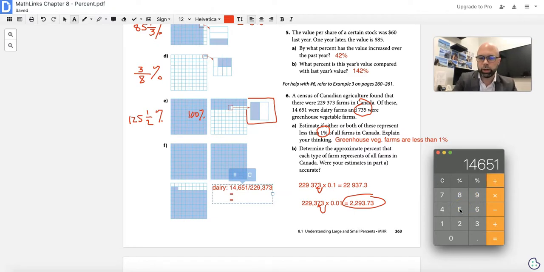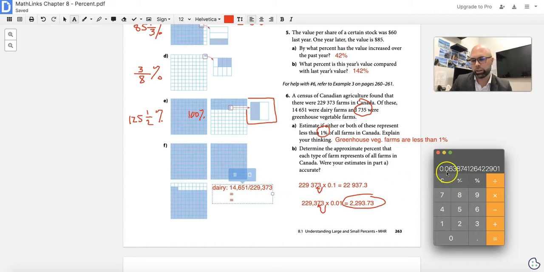Okay. 14,651 divided by 229,373. What did I do wrong? Oh, that was silly. I was thinking of adding the 14 to the 22. Yeah, that makes perfect sense. So bad estimate, Mr. Cavey.